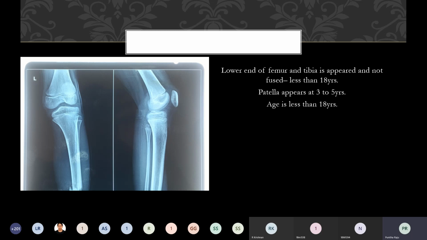Why have I not mentioned more than? I could mention more than 5 years since the patella has appeared, but then the gap becomes 5 to 18 years. The gap is very big, so that is the reason we don't mention more than. We only tell it is less than 18 years. In the initial few classes I told you the gap should be very small. Whatever you are telling, more than or less than, the gap can be a maximum of only 4 to 5 years, not more than that. So here the age is just less than 18 years with this X-ray.